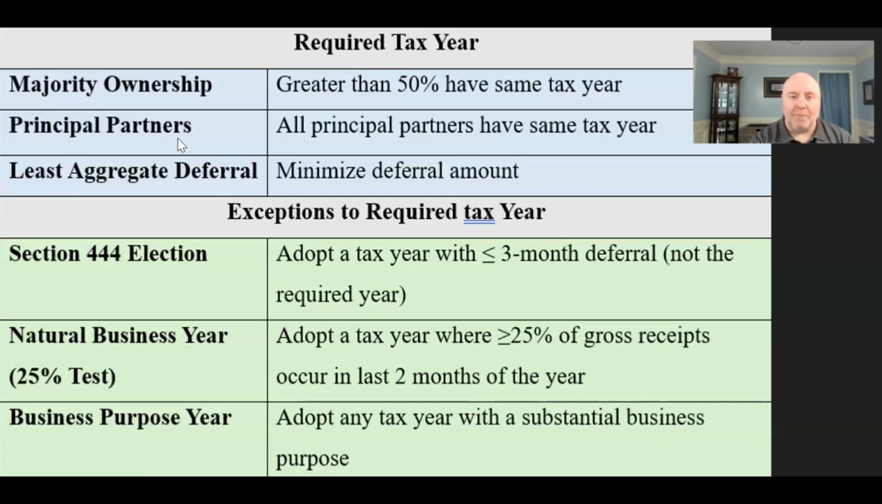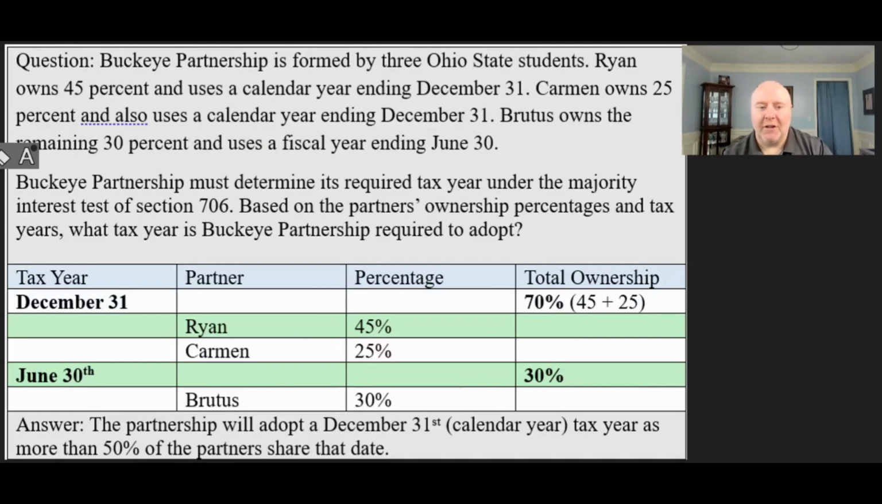So here's what's going to happen. On the next portion of this video, I'm going to walk you through examples and give you additional context to each of the required tax years for the majority ownership, principal partners, and least aggregate deferral, so you can see how the rule applies when we use it and see the computations to make sure you're able to solve those. After we do that, I will summarize the exceptions to the required tax year, and then I'll give you an example of those three different exceptions to the required tax year. So let's jump over to our majority ownership problem to see if we can get this down. All right, so let's take a look at our first problem.